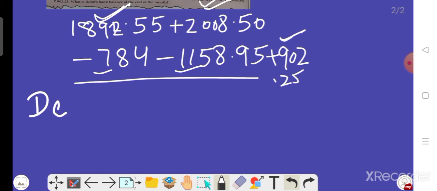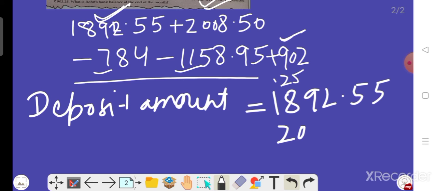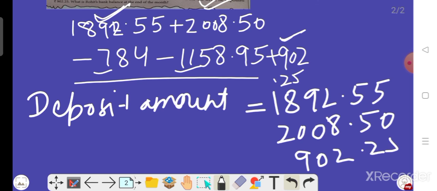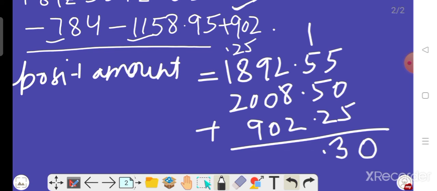Calculate the deposit amount. Deposit amount is 1892.55. After that 2008.50, and then last 902.25 rupees. Add all these numbers. Start the addition from the right side. 5 plus 5 will become 10. 1 is carry. 5 plus 5 is 10, plus 2 is 12, and 1 carry adding, this will become 13, and 1 is again carry.